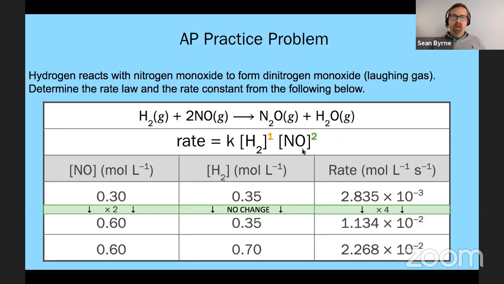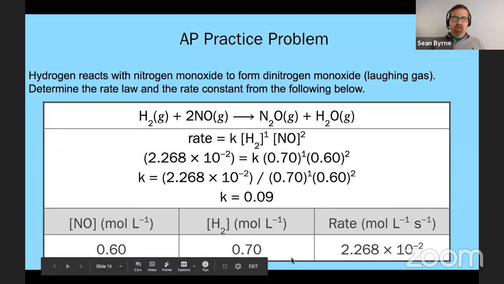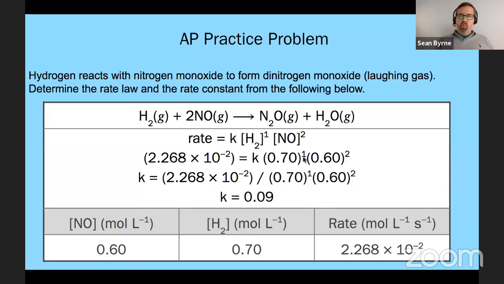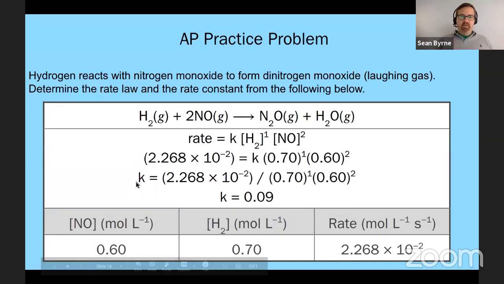Okay. Our next step would be to calculate the rate constant. I'm going to do the number and the units separately from one another. Here's my math for how I would solve it. We're just going to take any of the 3 trials and plug in our numbers. So I took the rate, plugged it in here. I left k because that's what I'm solving for. I plugged in my 0.7 with my exponent of a 1. This is where a couple of mistakes could easily be made if you forgot to include your exponent of 2 here. 0.6 squared. We're going to solve for k.